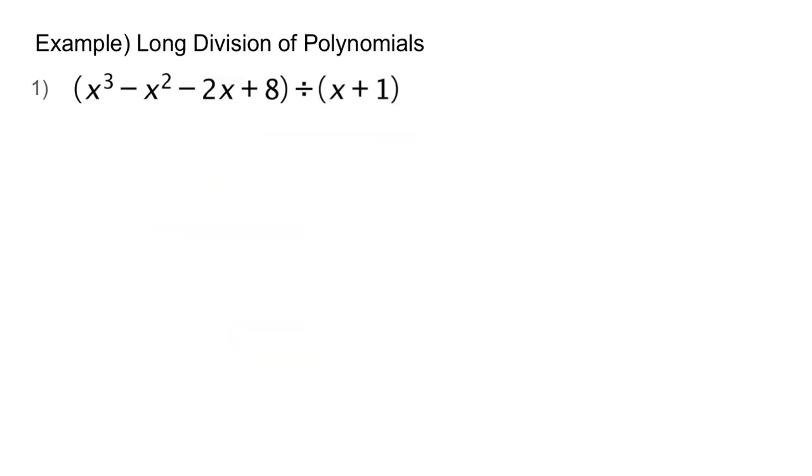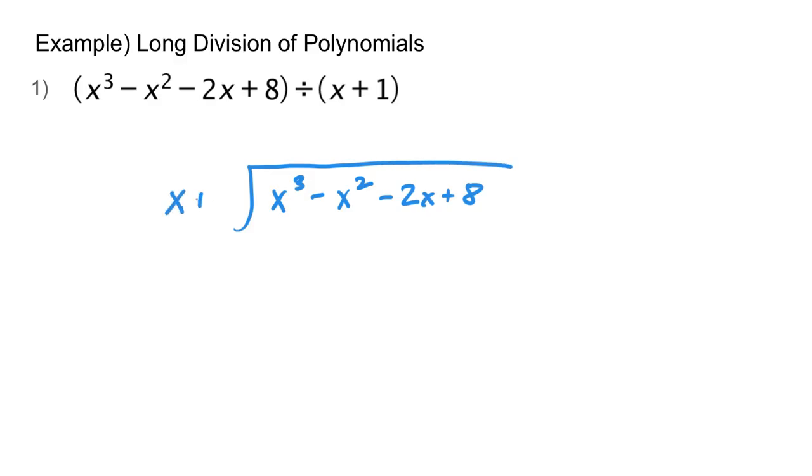Well, I'll show you. We're going to take a look at this problem, x to the third minus x squared minus 2x plus 8 divided by x plus 1. We're going to go through and do this process exactly like we did the other one. We're going to take the dividend, which is now a polynomial instead of a number, and write that underneath our long division bar. And we're going to take our divisor and stick it out front. So this is what it looks like.